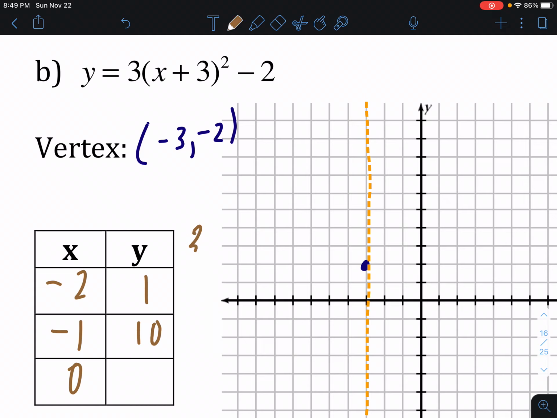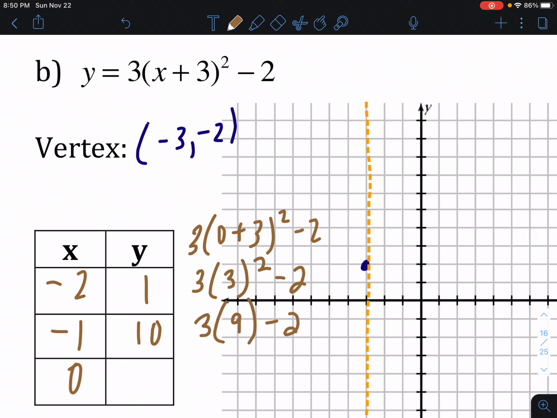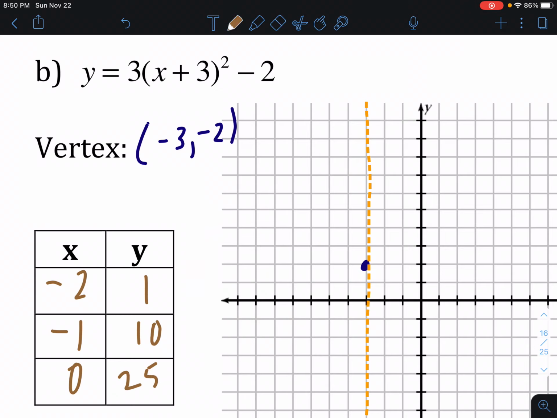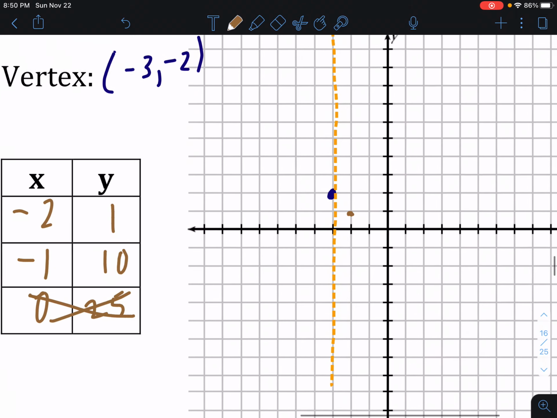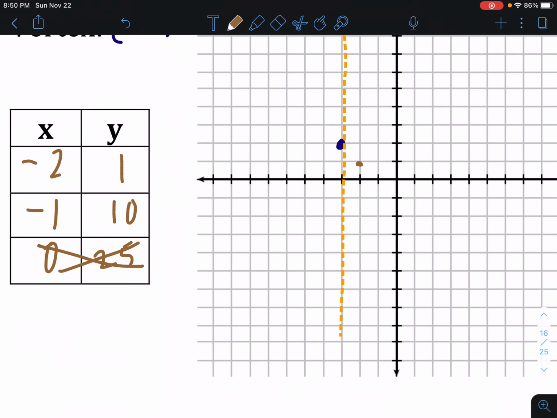And then the 0. That's going to be 25. 0, 25. We are just going to get rid of it. Just cross it out. There's no way we fit that on our graph paper. So now we go to our points. We got negative 2, 1. We got negative 1, 10. And then we got points on the other side of the axis of symmetry here and here.